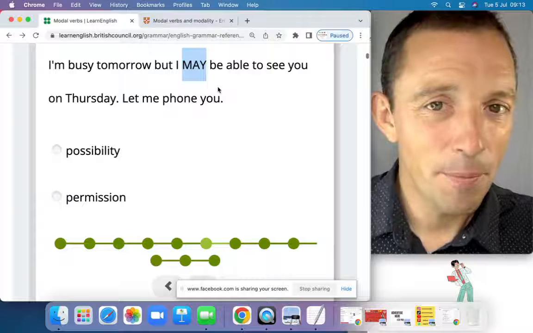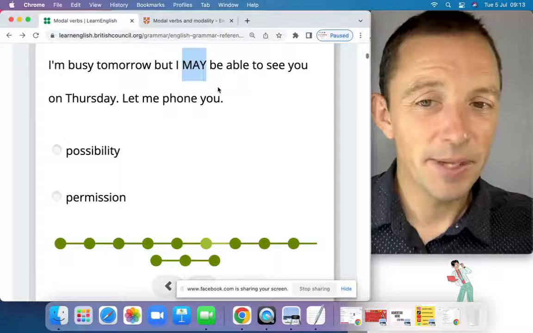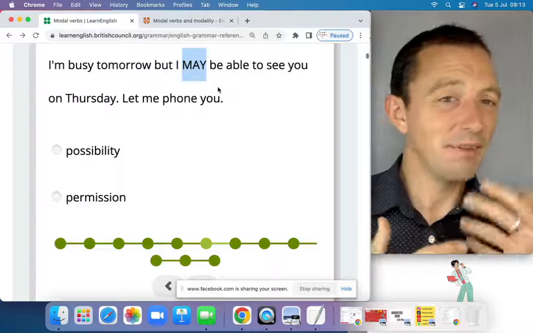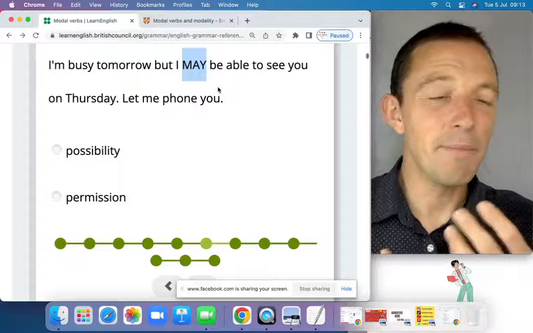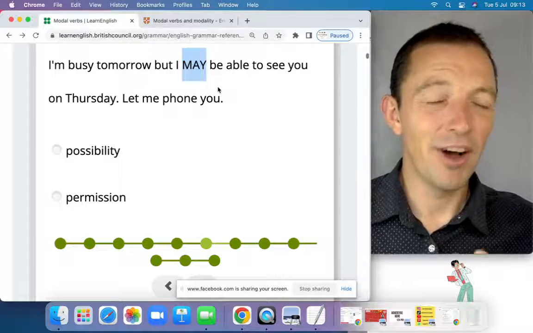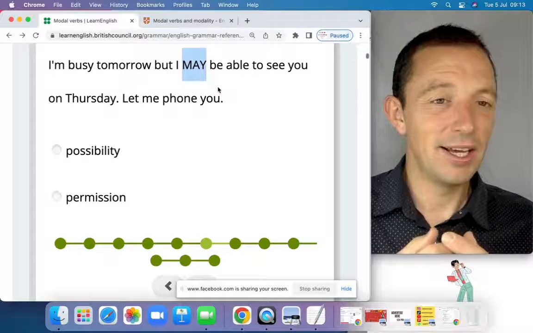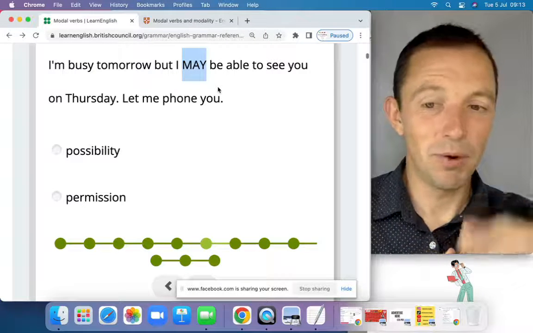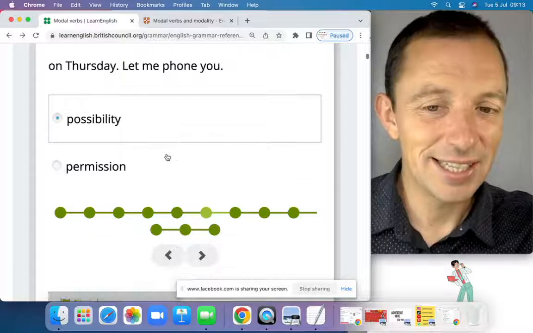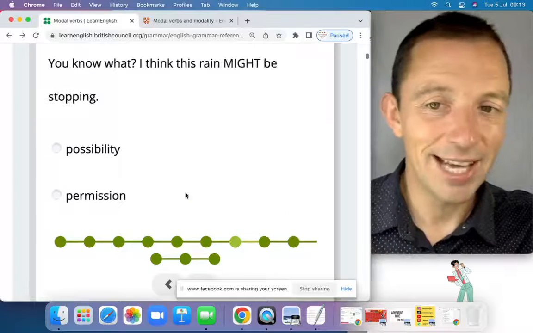For me, definitely, it's more possibility. I have the possibility to see you tomorrow. I might see you tomorrow. I could be able to see you tomorrow. It's a possibility. In this case, not permission. It's more possibility. So let's select that answer and move to the next question.